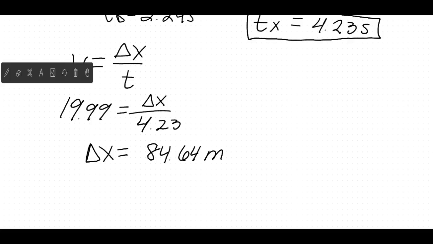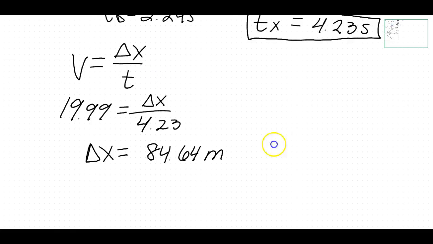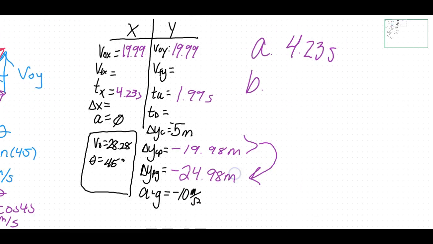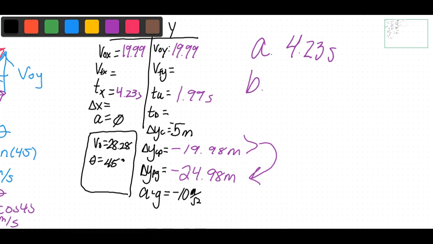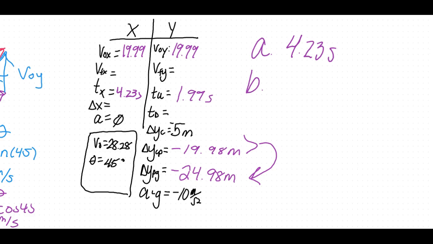All right, so once you find the time, everything else seems to really quickly fall into place, and it doesn't take as long as the first part does. So 84.64 goes over here. It's also going to go over here.